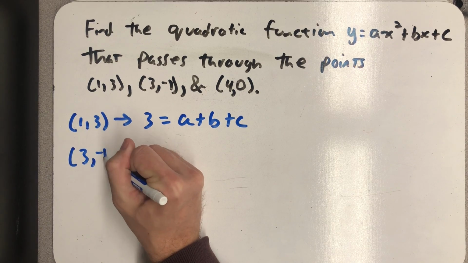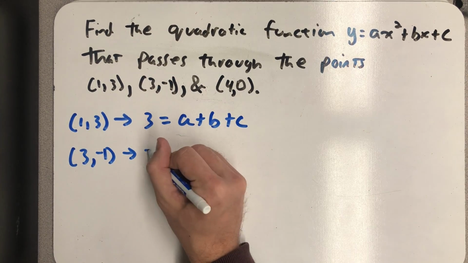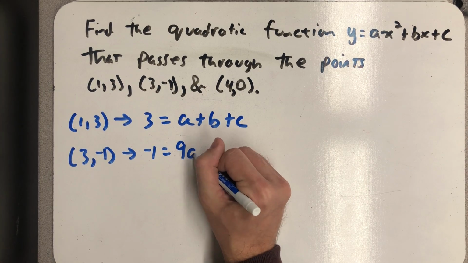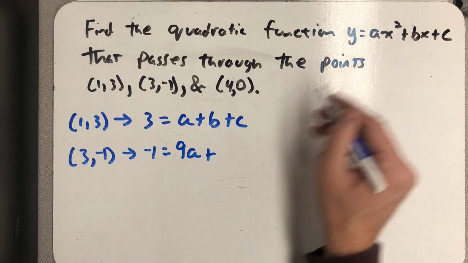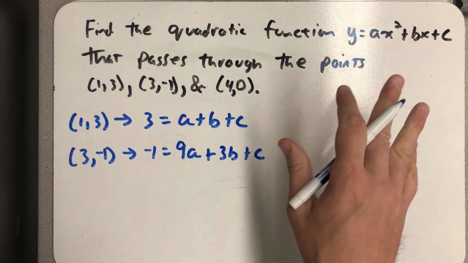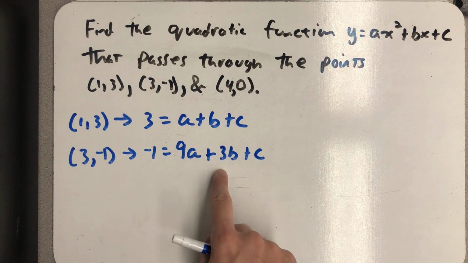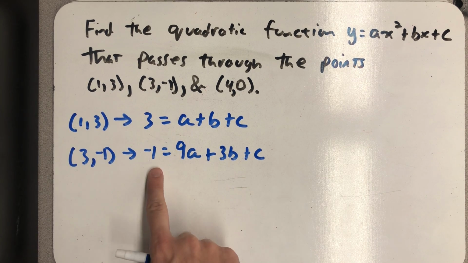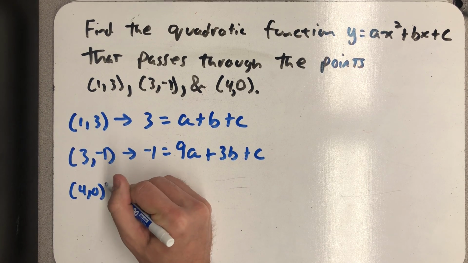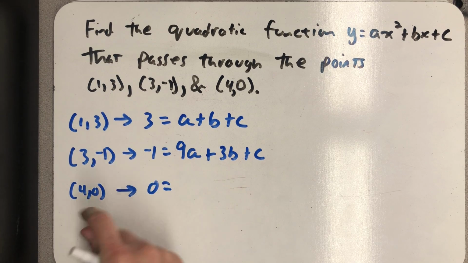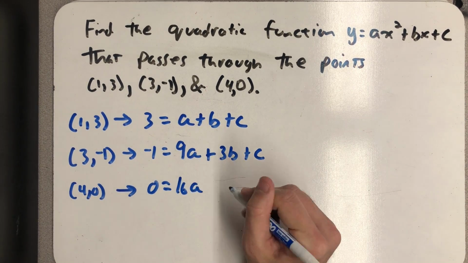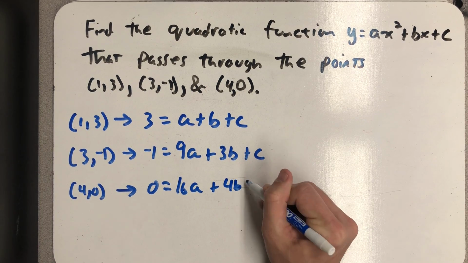All right, so 3 comma minus 1, well, when y is minus 1, x was 3. So 3 squared is 9, so I have 9 times a plus b times 3, so 3b plus c. The point 3 comma minus 1 being on the graph tells me that 9a plus 3b plus c must be equal to minus 1. And then finally, 4 comma 0 being on the graph tells me that 0 is equal to, and now I plug 4 in for x. So I have 4 squared is 16. So 16 times a plus 4b plus c.